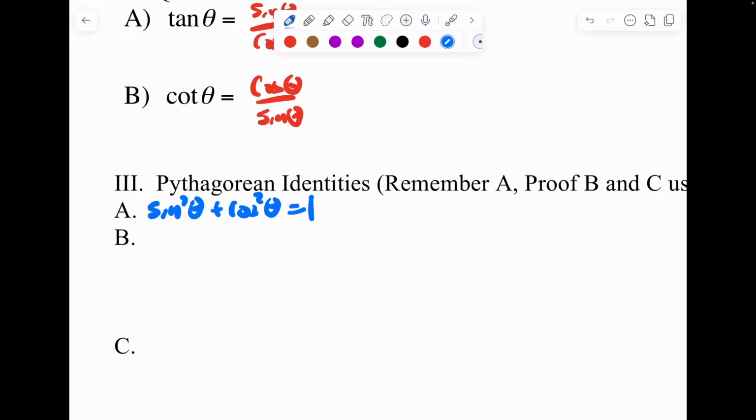Any question about this part? Did anybody remember how to derive the other two Pythagorean identities? How to get the other two? Divide by sine or cosine. Okay, divide by sine.